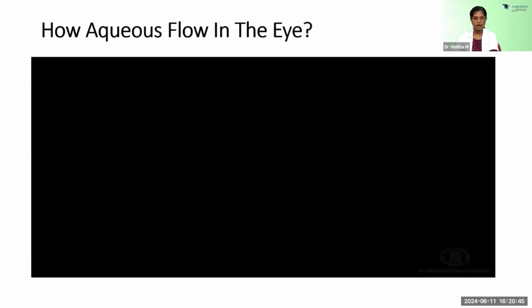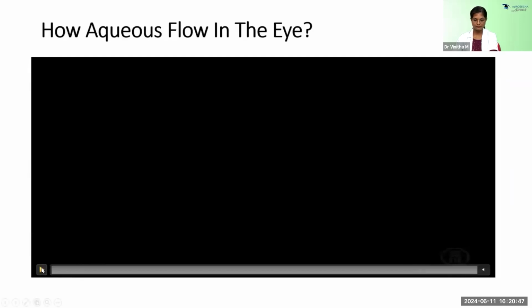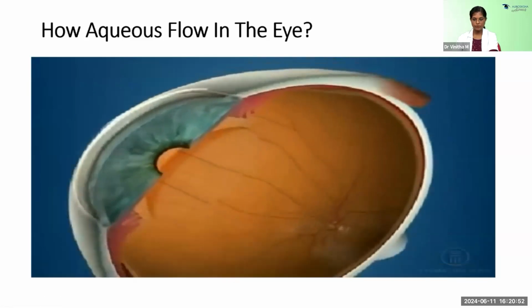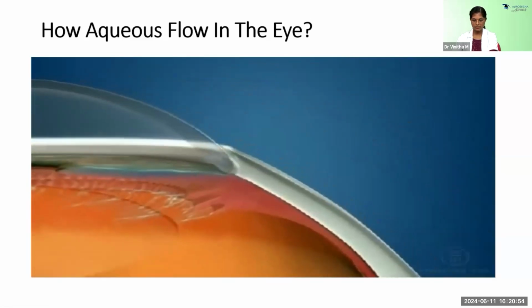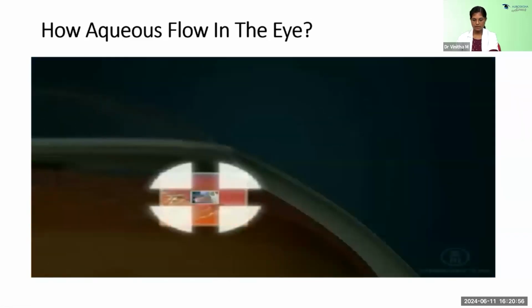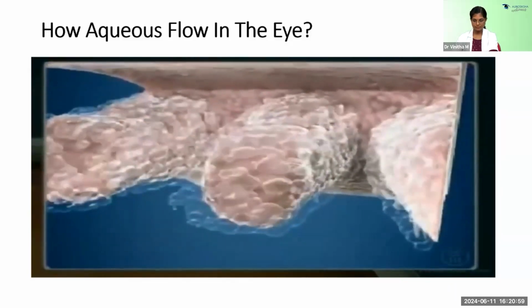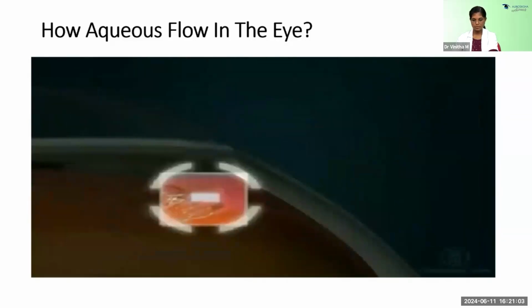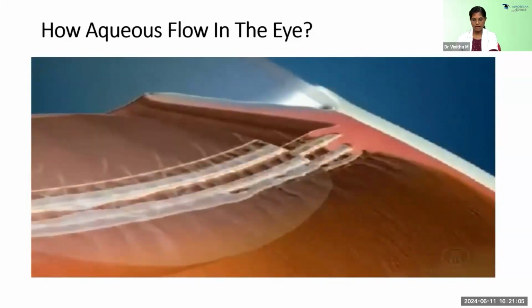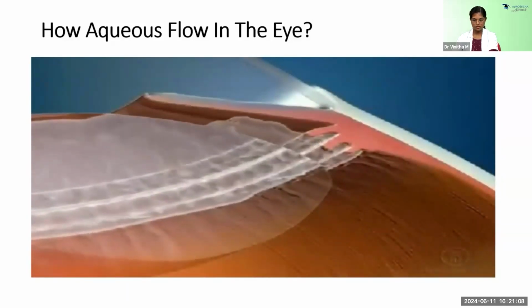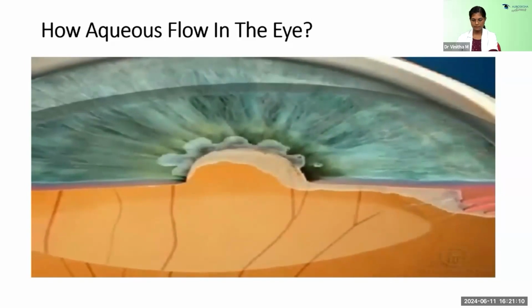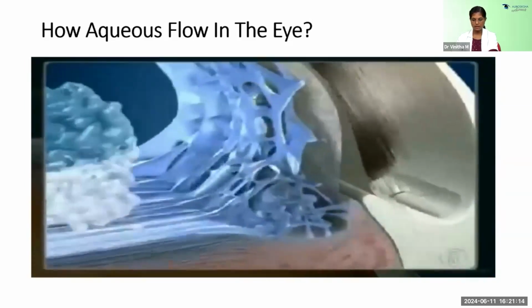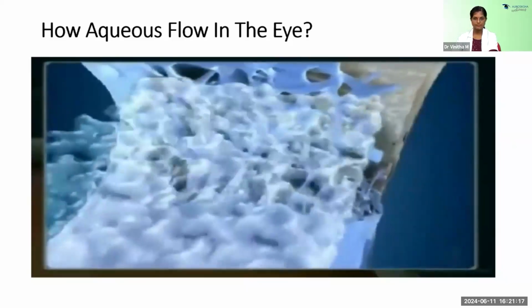Let's see how the aqueous flows in the eye. The aqueous is produced by a unique structure in the eye known as the ciliary body. It is present beneath the iris. The flow passes through the pupil and exits through a drainage system known as the trabecular meshwork.